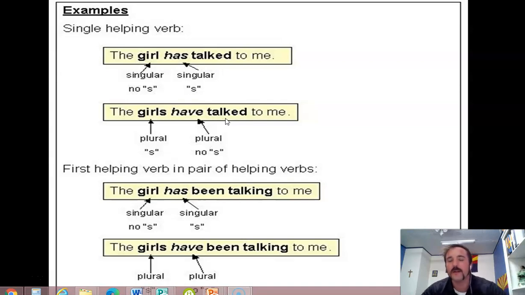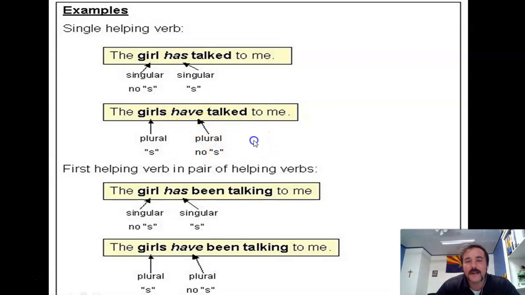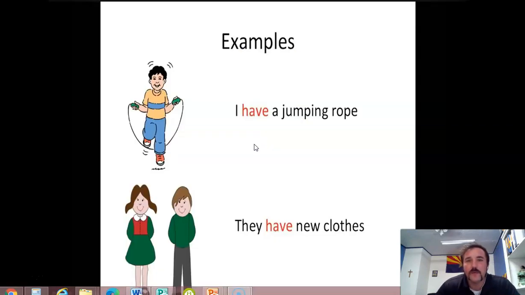For the most part, and I'm purposely saying for the most part, like we learned yesterday, if the subject is singular, you use has. The subject is no S, you use has with an S. If the subject is plural, like girls, and has an S, you use have, which doesn't have an S. That's kind of the main rule.